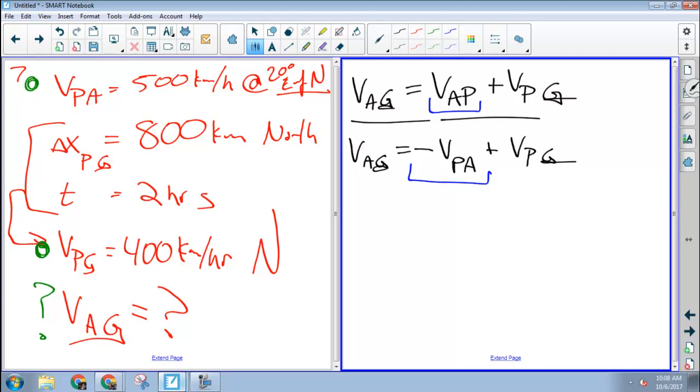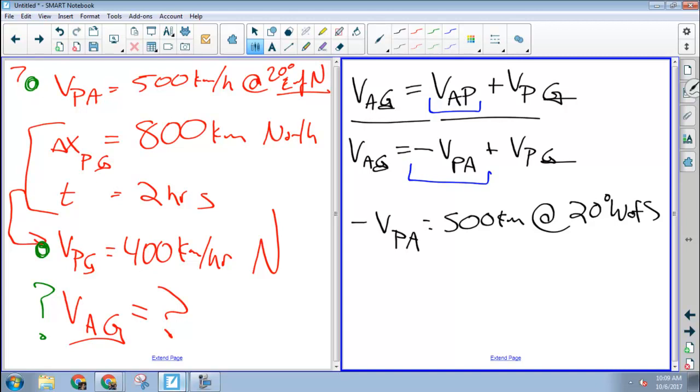All right. So let's write an expression for negative velocity of P relative to A. Well, that's going to be 500 kilometers per hour at, instead of 20 degrees east of north, it's actually 20 degrees west of south, right? I want to flip it around 180 degrees. Does that make sense? Yes.